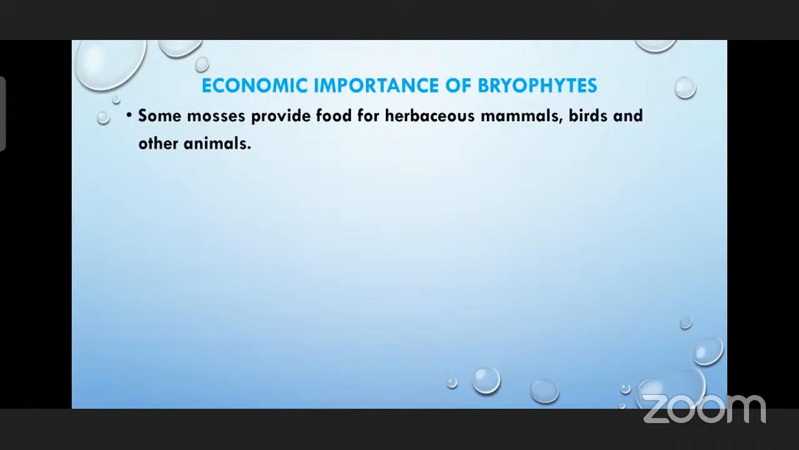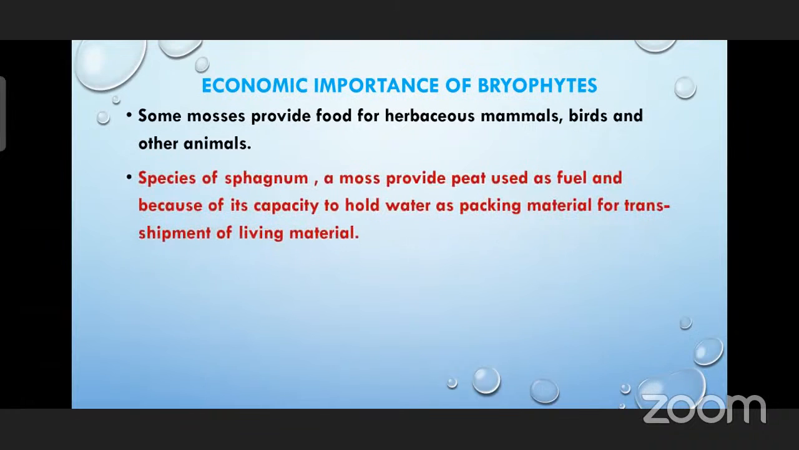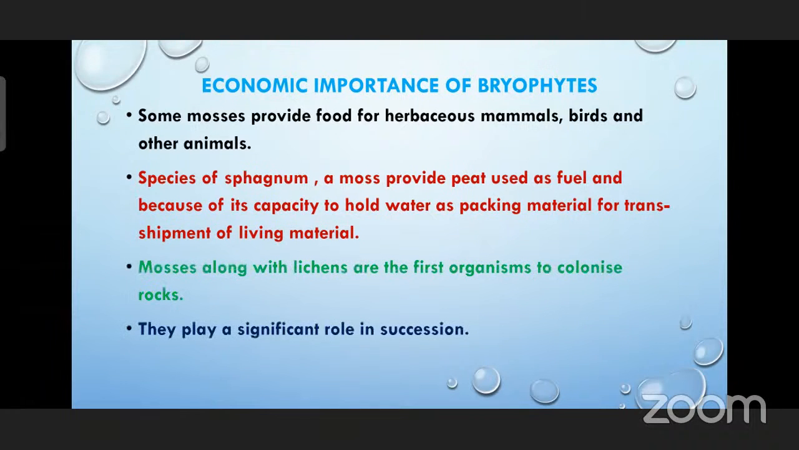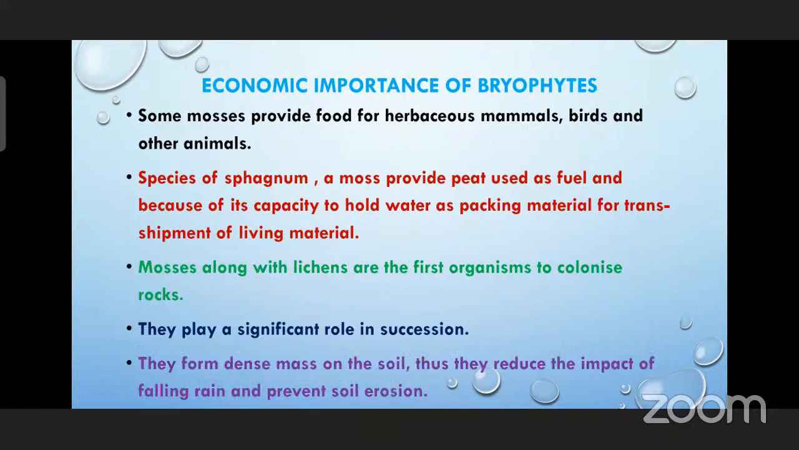Economic importance is also very important. They are going to provide food for herbaceous mammals, birds, and other animals. And sphagnum is used as peat. Moss provides peat used as fuel, and because of its water holding capacity, it is also used in transport. And mosses, along with lichens, are the first organisms to colonize rocks. They play a significant role in succession, and they form dense moss on the soil, helping in protecting the soil from soil erosion.